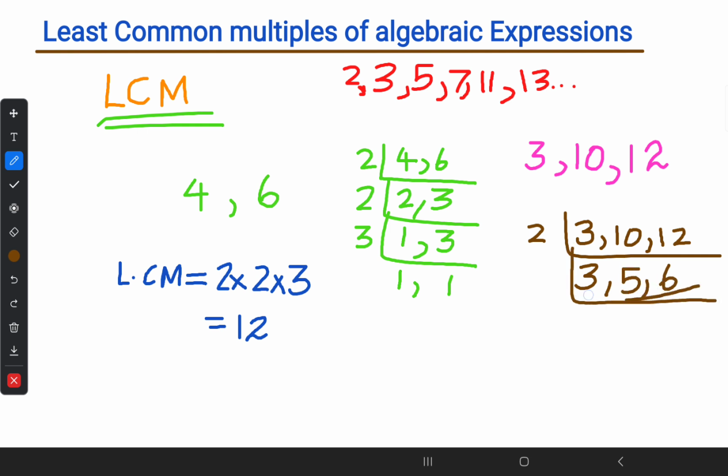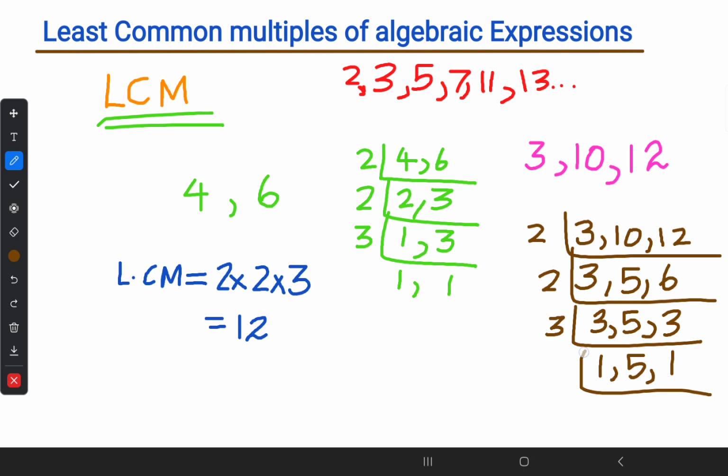Again I have to check whether any multiple of 2 still exists. There is a multiple of 2, so you should use 2 again. 3 and 5 are not divisible by 2. 6 divided by 2 is 3. Again, there are no more multiples of 2. Now let's move to our next prime number, that is 3. 3 divided by 3 is 1. 5 cannot be divided by 3, so that remains the same. 3 divided by 3 is 1. Check whether any multiple of 3 still exists. There are no more multiples of 3.